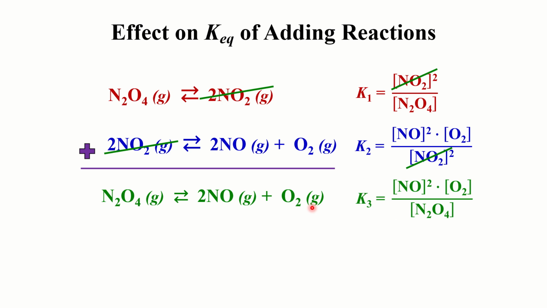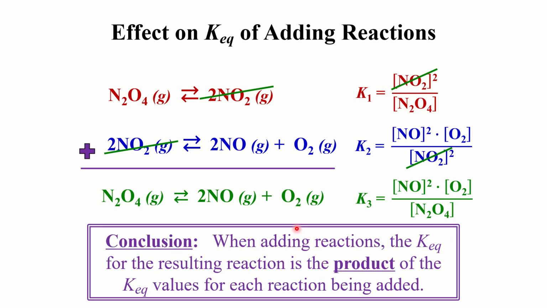My new K expression, if I were to just write a K expression based on this reaction, it would be NO squared times O2 divided by N2O4. You will notice here that when you add reactions, the KEQ for the resulting reaction is the product of the KEQ values for each reaction being added. If you took these two K values and multiplied them together, you would notice that we have NO2 squared on top, NO2 squared on the bottom. Those cancel each other out, leaving NO squared and O2 on top, and N2O4 on the bottom, which is the same expression we would generate if we were to just write it just looking at this equation.